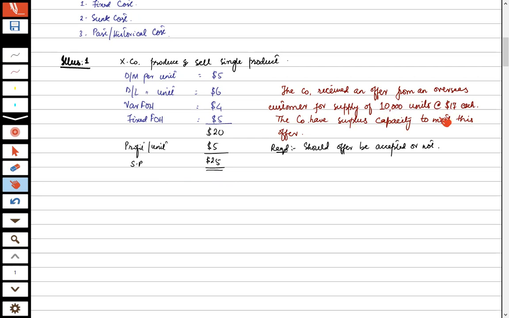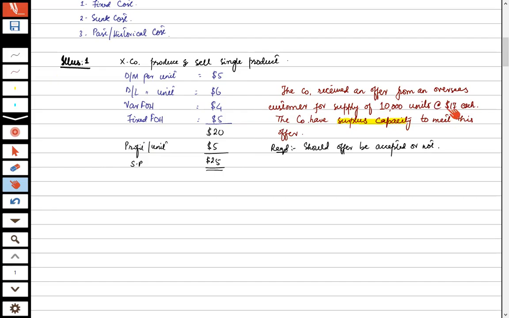Apparently, it seems that there is a difference between $25 and $17. So we can say that it is not a favorable situation for the organization to supply it at $17. But the thing is that the company has surplus capacity. This is the key issue. It means that after meeting the regular requirement of customers and selling at $25, the organization can still produce some products and can meet this requirement. So now we have to see whether this should be accepted or not.